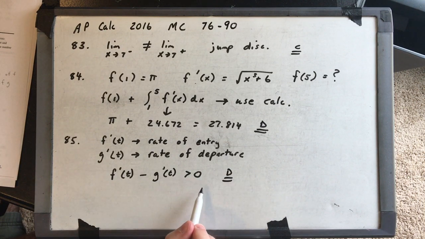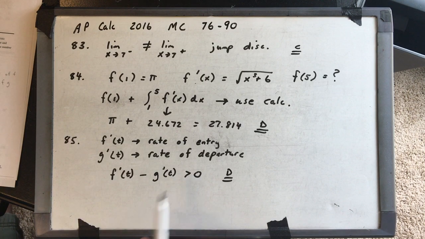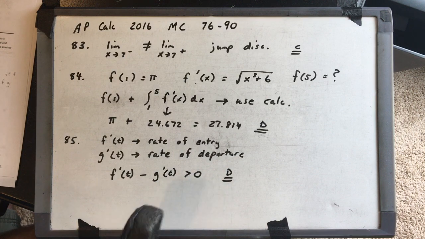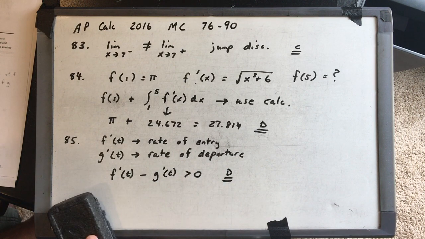If it's less than 0, then the number of people in the building is decreasing. All right, so it could be one of those. They want you to understand, what does a derivative mean? It's a rate of change, okay? So that's fundamental, so they could ask that on the 2020 test.